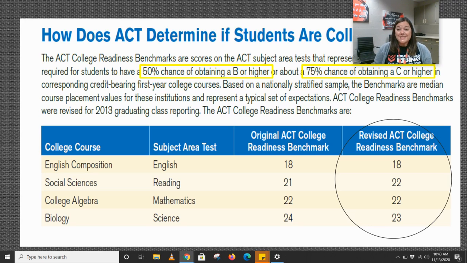What this means for students is extra classes and extra cost. And so we don't like either one of those things. It's going to take you longer to get through college. It's going to cost you more to get through college if you have to take those high school redo classes. So when I'm talking to students about setting goals for the ACT, we want to make sure that you hit every single one of those college and career readiness benchmarks so that colleges will not require you to take high school do-over classes.